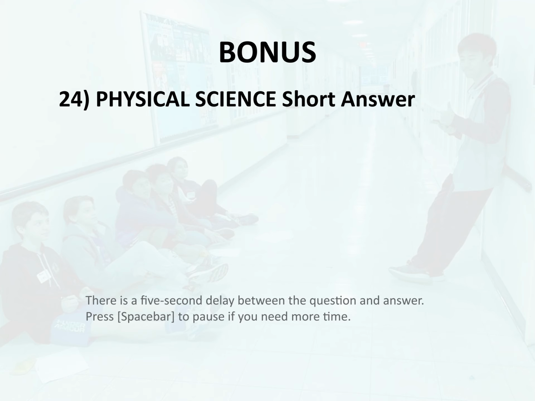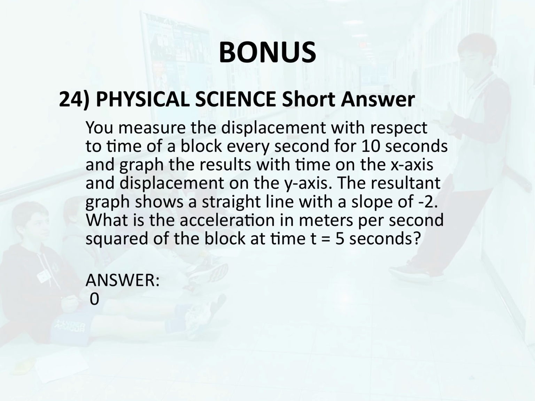Bonus 24. Physical science. Short answer. You measure the displacement with respect to time of a block every second for 10 seconds and graph the results with time on the x-axis and displacement on the y-axis. The resultant graph shows a straight line with a slope of -2. What is the acceleration in meters per second squared of the block at time t equals 5 seconds? Answer: 0.